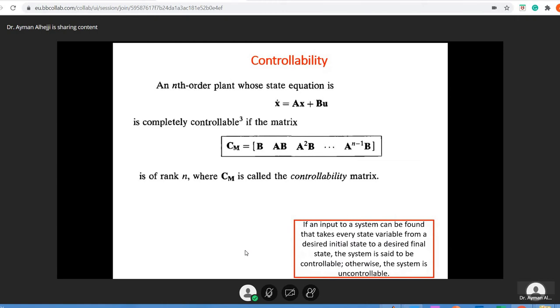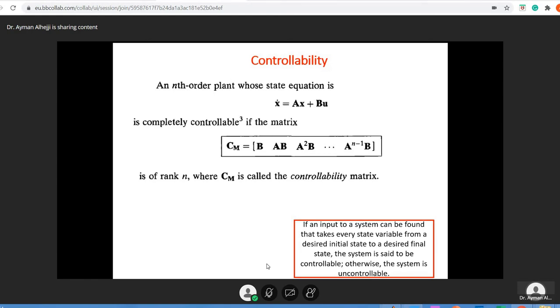controllability is really important. If an input to a system can be found that takes every state variable from desired initial state to a desired final state, the system is said to be controllable, otherwise the system is uncontrollable. Why do we need to check controllability? Checking controllability gives us a chance to know if we can design a controller or not. Clear? Yes. In two words, it tells us if the system can be controlled or not.